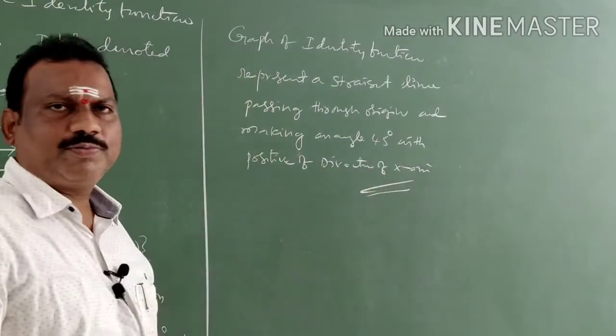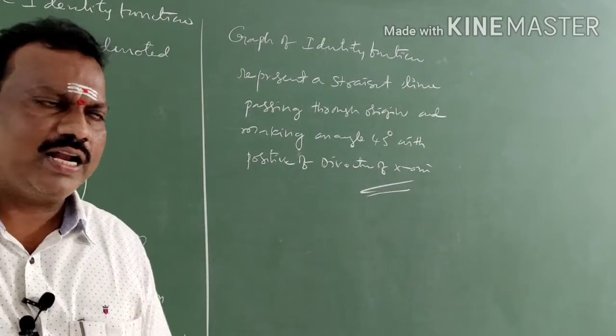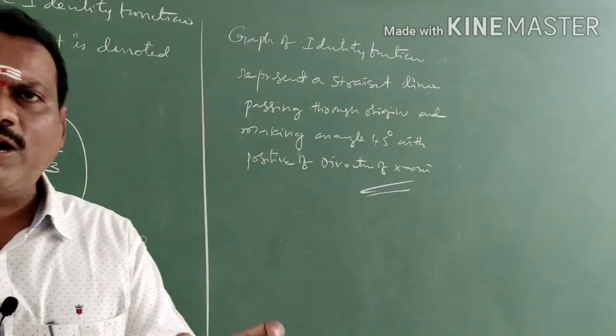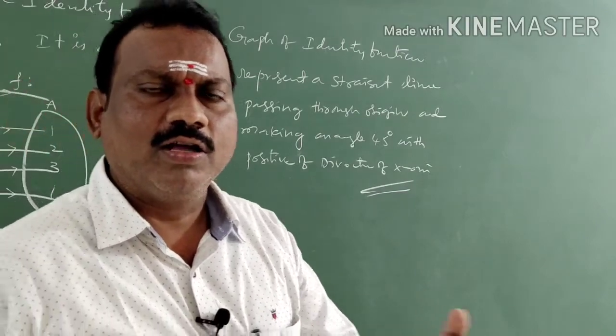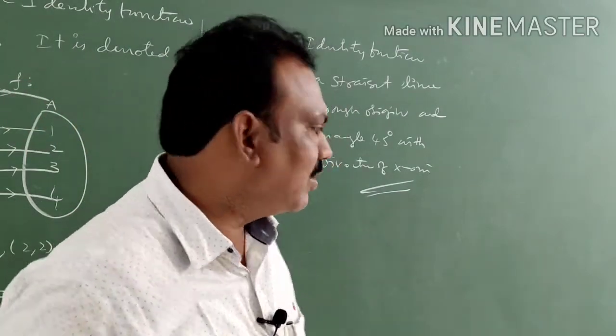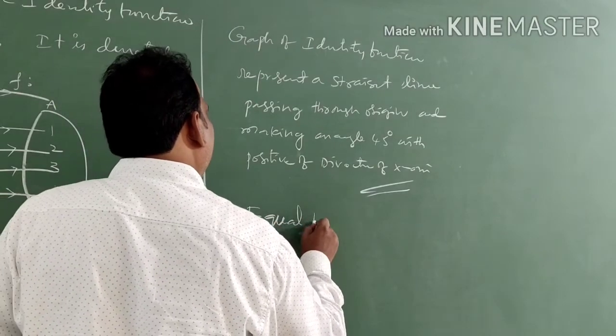So this is the description about identity function. Students, understood? Right. Now we will go through one more function, equal functions. This is very, very important, PU level as well as objective level. What is meant by equal functions?